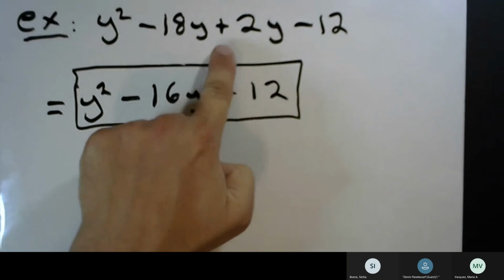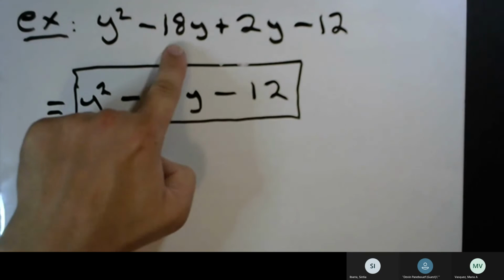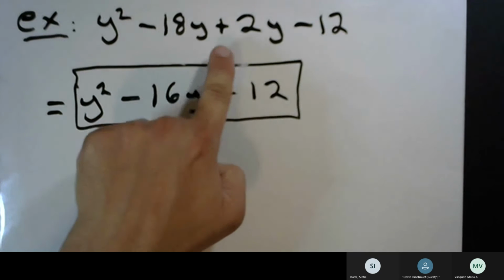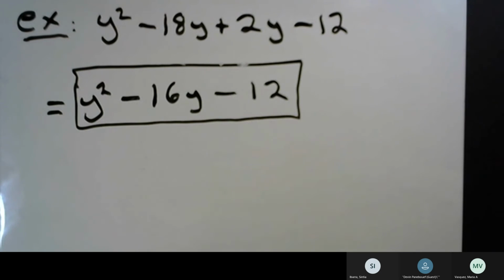So negative 18 plus 2. The minus signs get attached to the monomial. So this 18y is actually negative 18y. Add a positive 2, you get negative 16y. Questions about that?